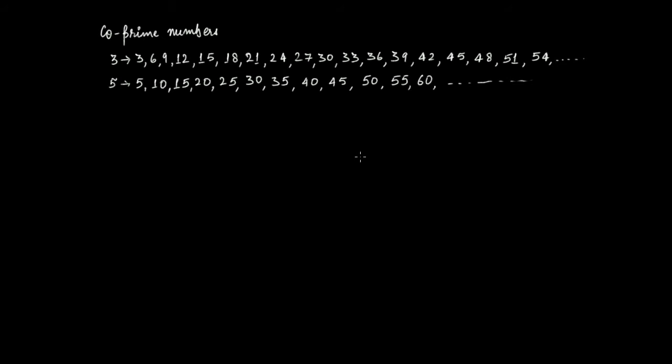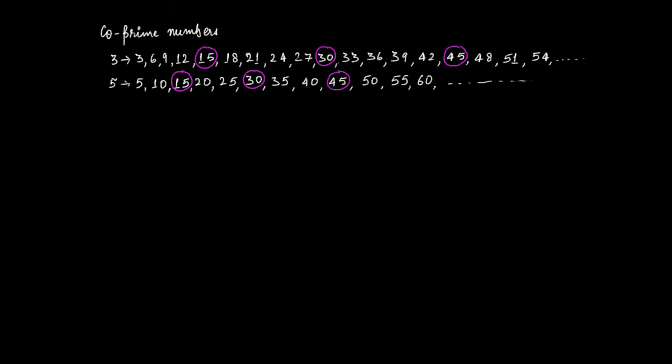Now let's find the common multiples. The common multiples of 3 and 5, when these are both co-prime numbers: the first one is 15. What is the next one? The next one is 30. What about the next one? The next one is 45.